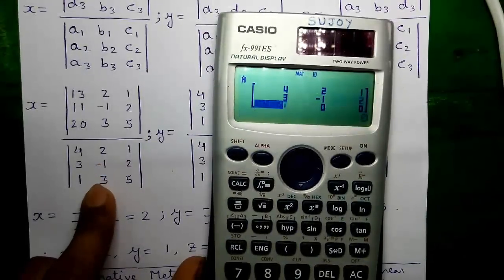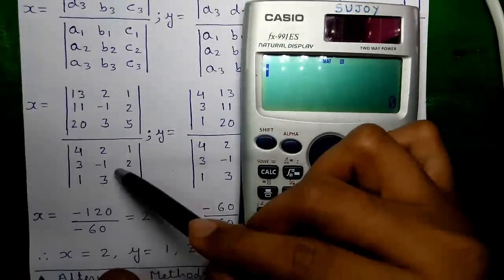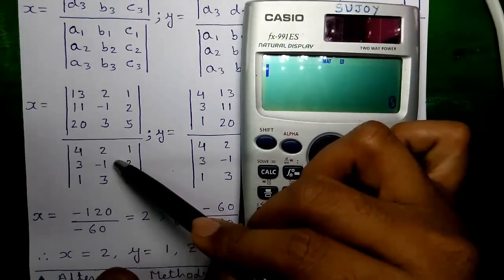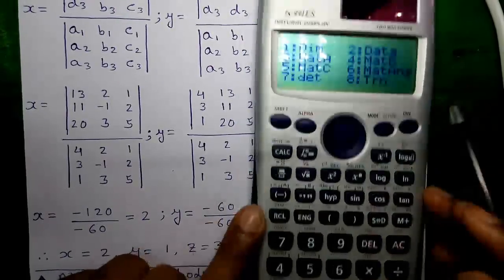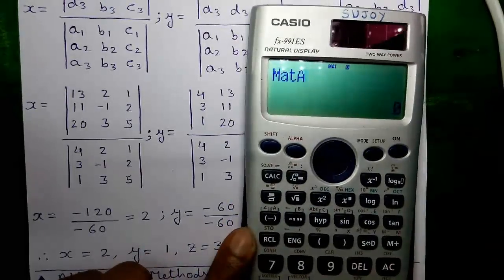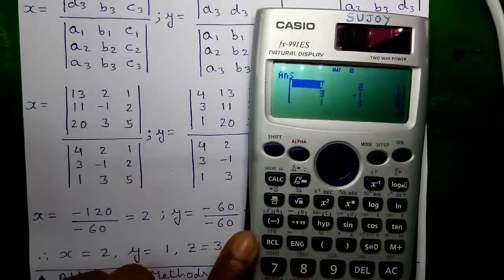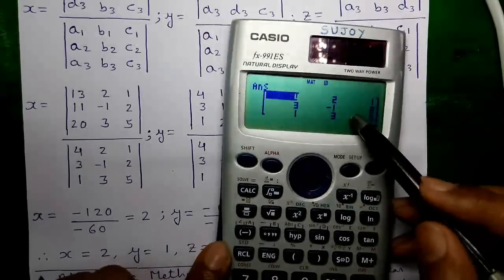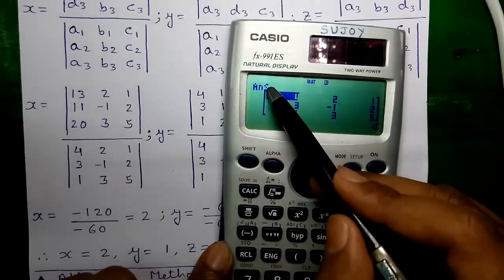Next, I will tell you the standard matrix form. A system of linear equations can also be written in standard matrix form, where the matrix A is obtained by writing all the coefficients from the left hand side of the equations. So that is 4, 2, 1, 3, minus 1, 2, and 1, 3 and 5.